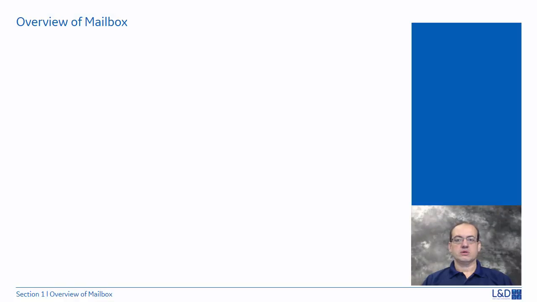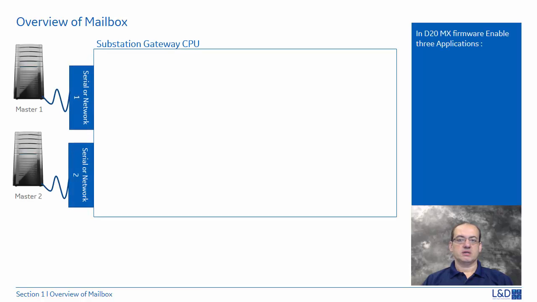When we want to talk about Mailbox, the first thing is we start with a D20-MX and 2 masters. So the first step is to find out what applications we need to enable. In order to understand that, we have to understand the overall functionality of Mailbox. The idea of Mailbox came from a situation where you've got 2 masters and they want to share information from one master to the other master, but there is no direct link between them.